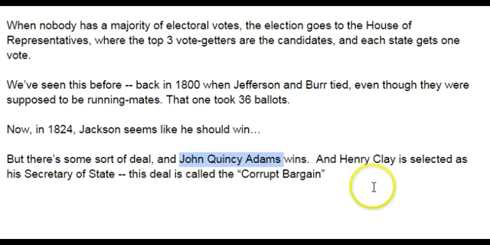And because he brokers this deal with Henry Clay, and Henry Clay is Speaker of the House, he has some influence in the House. And Henry Clay is appointed as Secretary of State to John Adams, which is a really powerful position. This deal is called the corrupt bargain.